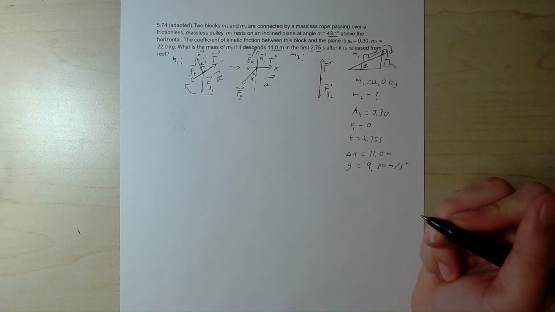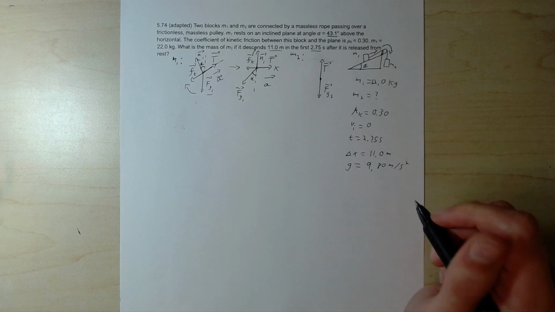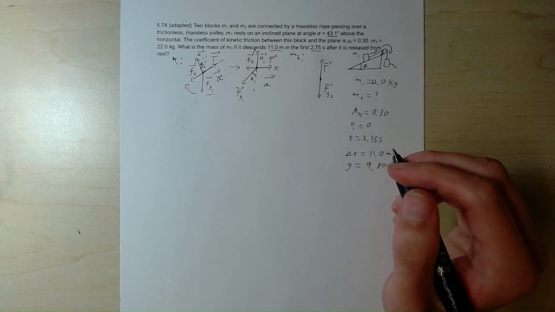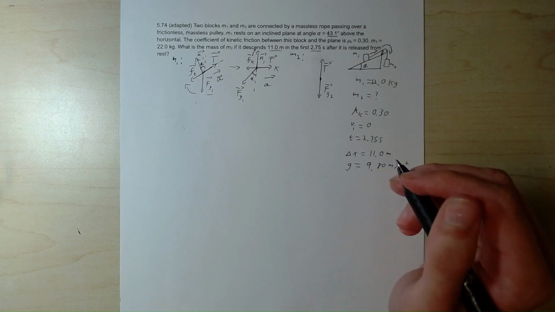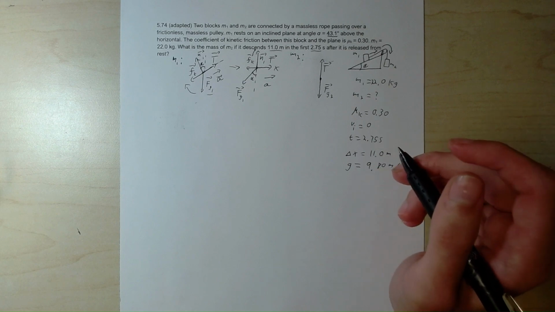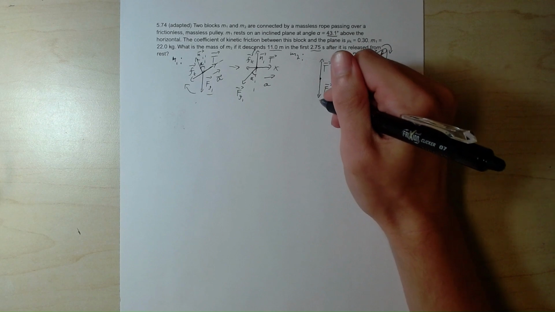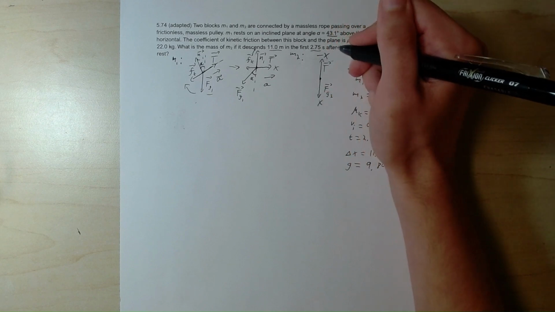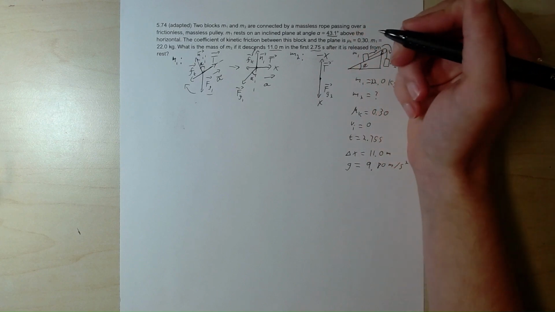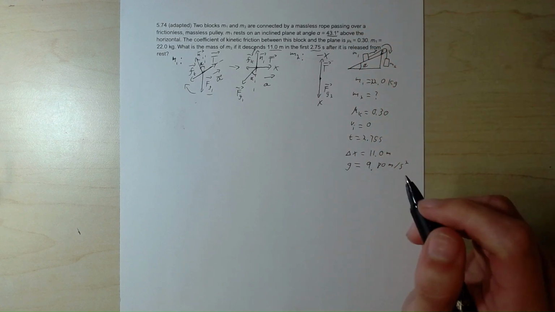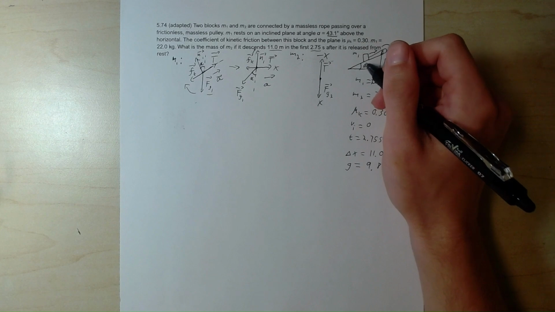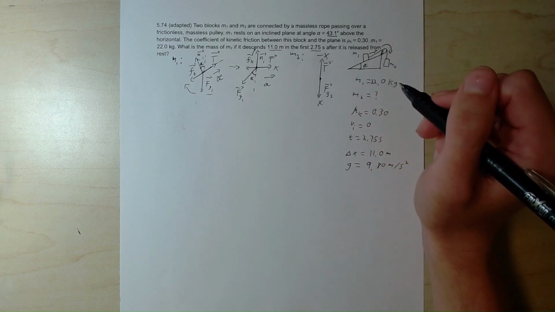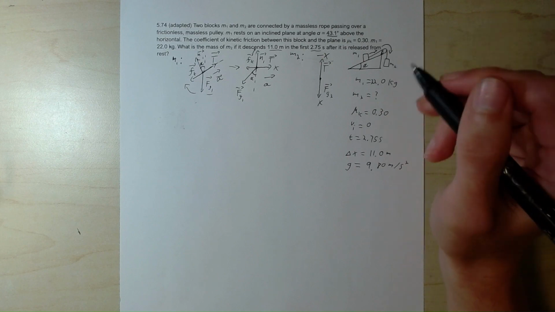Alright, now don't get confused here guys, because this confused me for a long time, for years, and I don't want you to get hung up on the same mistake. This is actually our x direction. We want to define this as our x direction. This is our negative x direction, because the acceleration is in the same direction as M1, right? They're accelerating together.